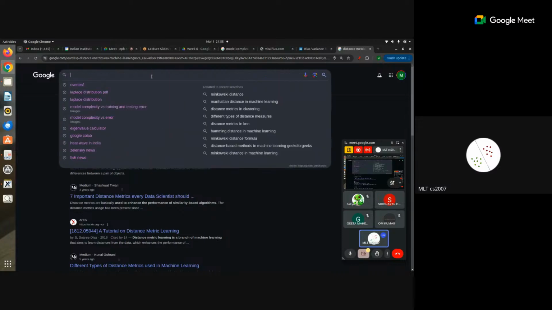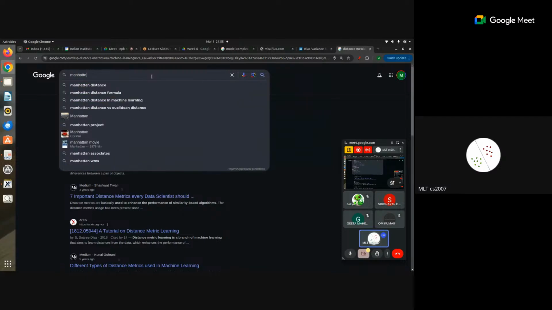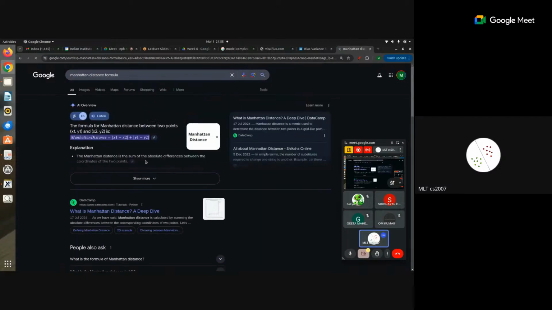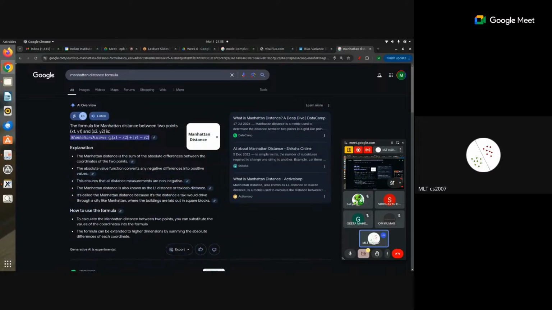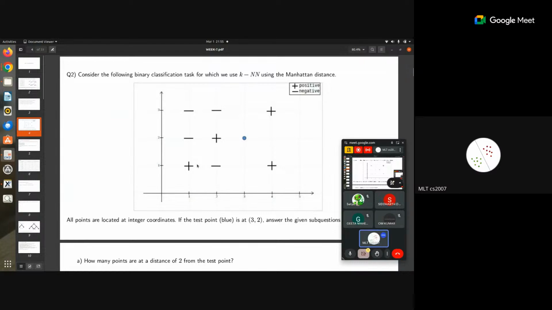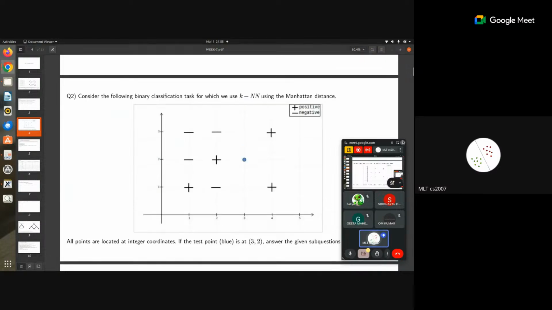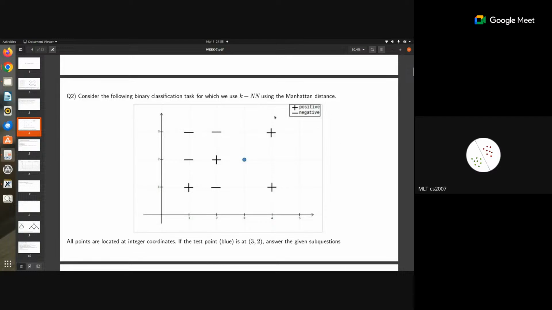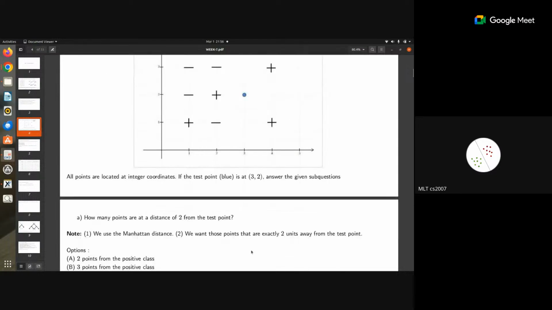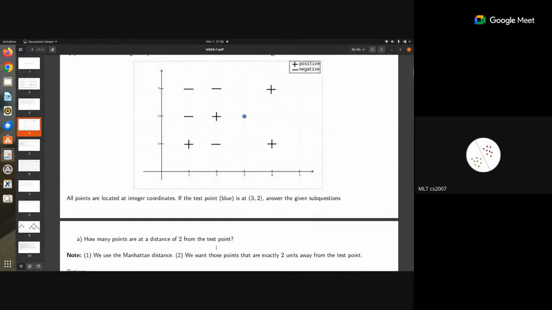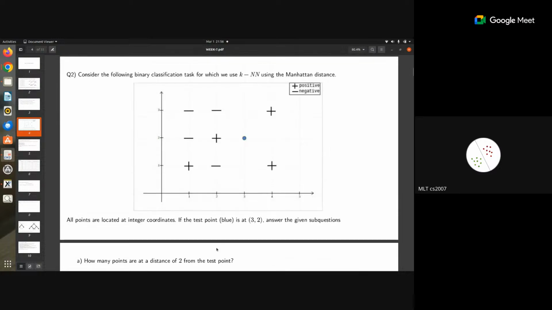maybe we'll search for Manhattan distance. Yeah, this one. It is the absolute value of x1 minus x2 plus the absolute value of y1 minus y2. So it's the sum of the absolute values, the L1 metric, right? So if I use the Manhattan distance, that is the L1 norm, the test point is this. This is the question: how many points are at a distance of 2 from the test point?